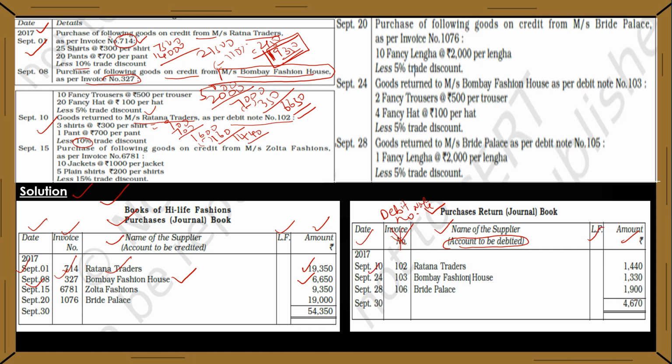Date is September 10. Debit note number is 102. See here, debit note number is 102. Name of the supplier is Ratna Traders. Amount is 1440.